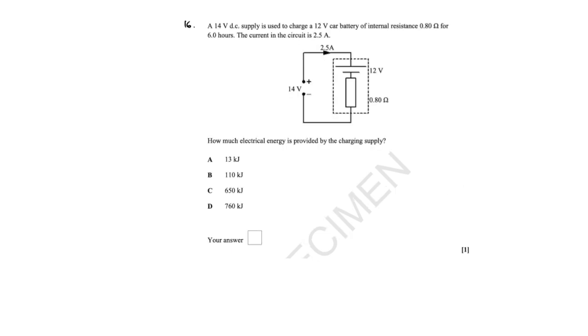For question number 16, we are given a 14 volts DC supply, which is used to charge a 12 volts car battery of internal resistance 0.8 ohms for 6 hours. We are given that the current in the circuit is 2.5 amps. How much electrical energy is provided by the charging supply?